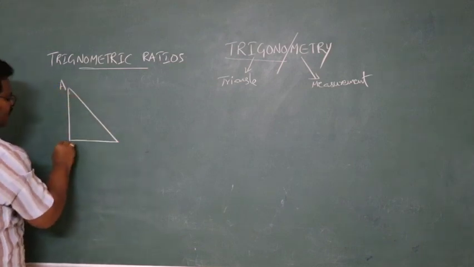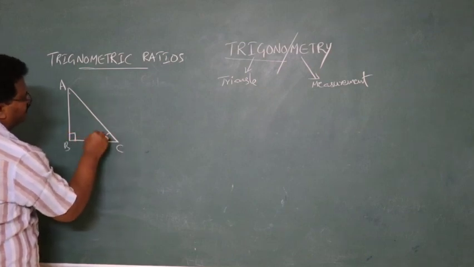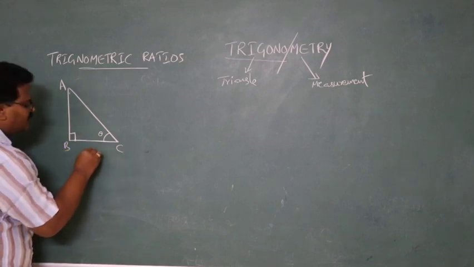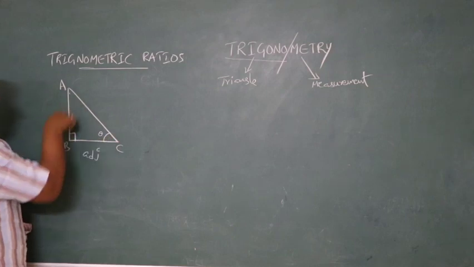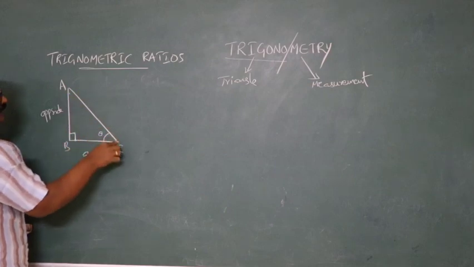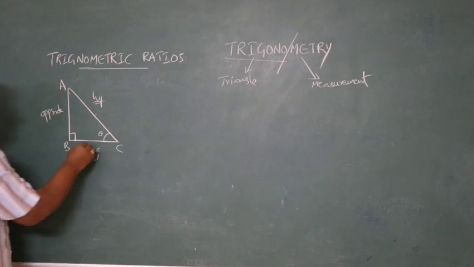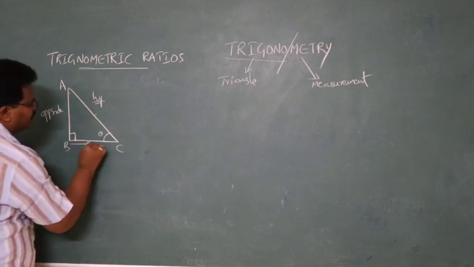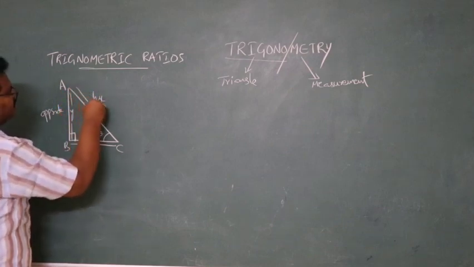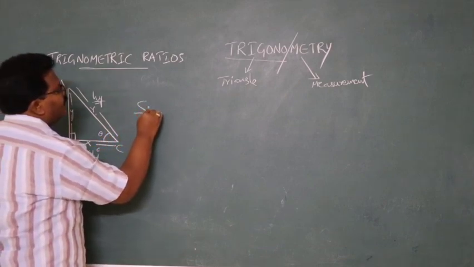Take a triangle ABC, right angled at B, and take this angle as theta. Now BC is called the adjacent side, AB is called the opposite side, and the line opposite to the right angle is called the hypotenuse. This is very important. For simplicity, I am taking the adjacent side as x, the opposite side as y, and the hypotenuse as small r.